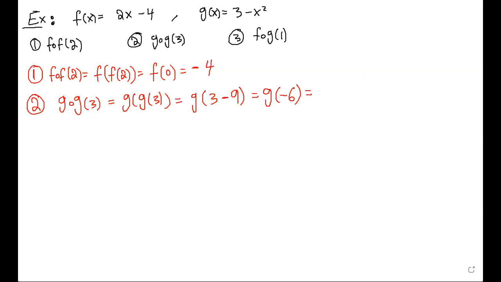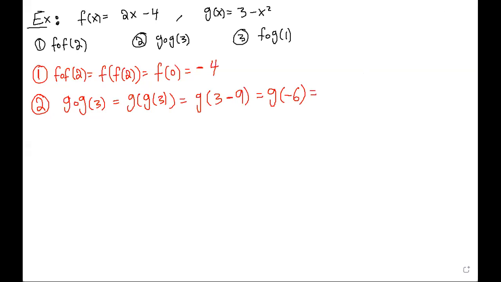Now, what's g of minus 6? Negative 33, yes. So you plug again the minus 6 inside the function. I get 3 minus 6 squared. Gives me 3 minus 36. And that gives me negative 33.